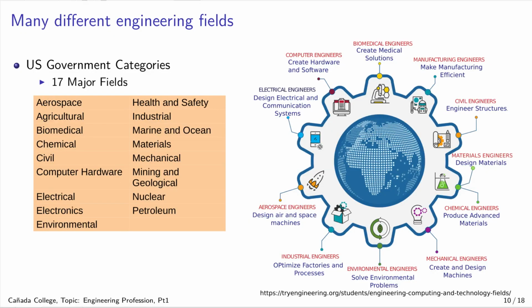The US government recognizes about 17 major fields and collects data on it. So what I would like you to do is to go to this website link below here and read about each of these engineering fields and what they are. The presentation of each of these fields is concise, so you can get a quick overview of each of these fields, and then as we go through this class, we will learn in more detail about what the different fields can do.